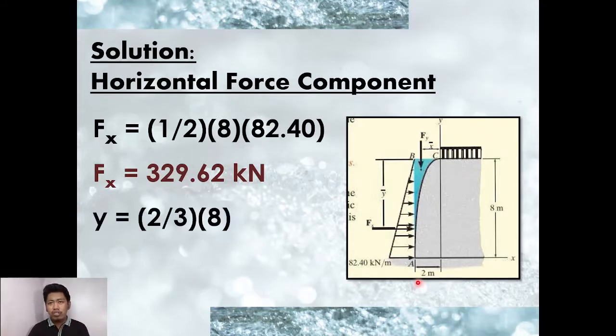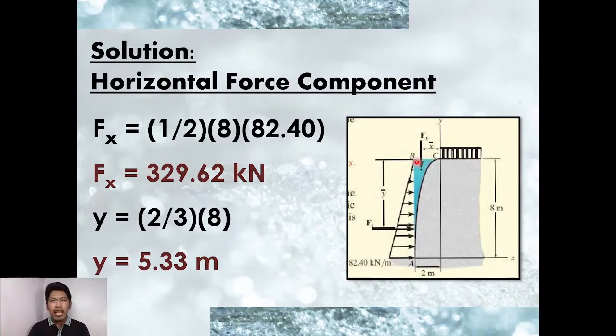For the location, let's say it comes from the top, since the basis is at the top, from 0. From the top, it will be 2/3 for triangular loading. So, 2/3 multiplied by the height, which is 8 meters. Our horizontal force will be located from the top, our Y bar, at 5.33 meters from the top. So that is our horizontal component with its location from the top.